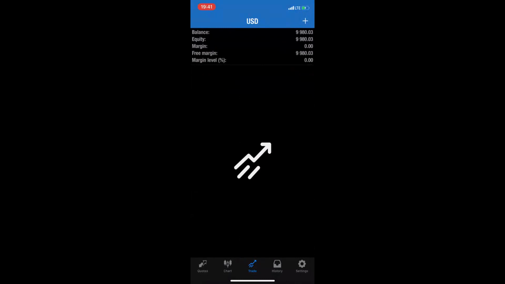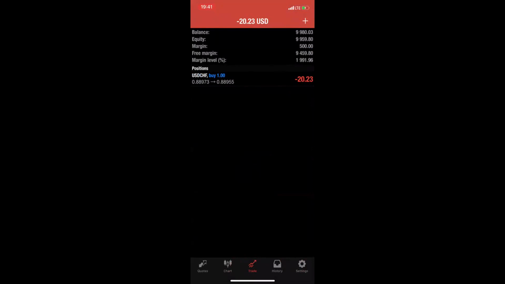So the formula for equity is your balance plus your profit, or balance minus your loss. The next one is margin. So this is the margin between you and the market. We also have the free margin. The free margin is the total money you have left to enter other trade.